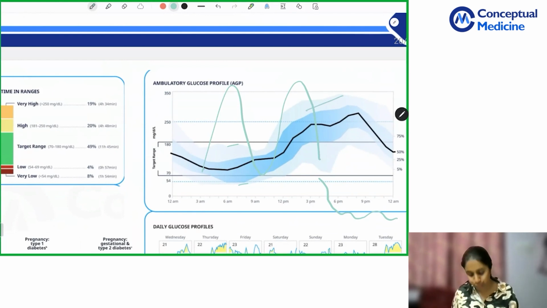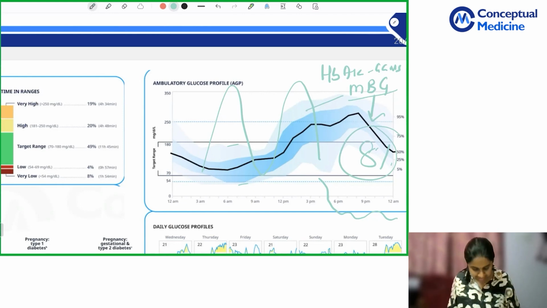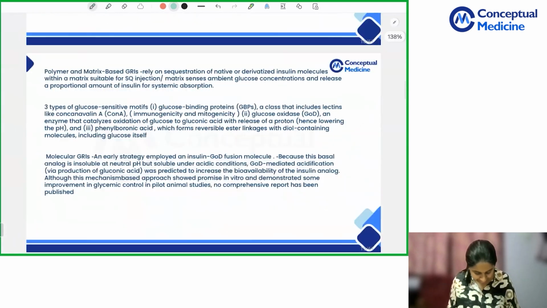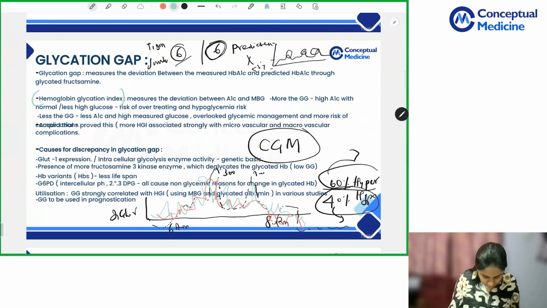So if you look at the calculated HbA1c of CGMS, which is otherwise called the mean blood glucose, it would be somewhere around 8%, compared to your HbA1c measured by the HPLC technique, which is 6. Clear? So this difference is called the hemoglobin glycation index.